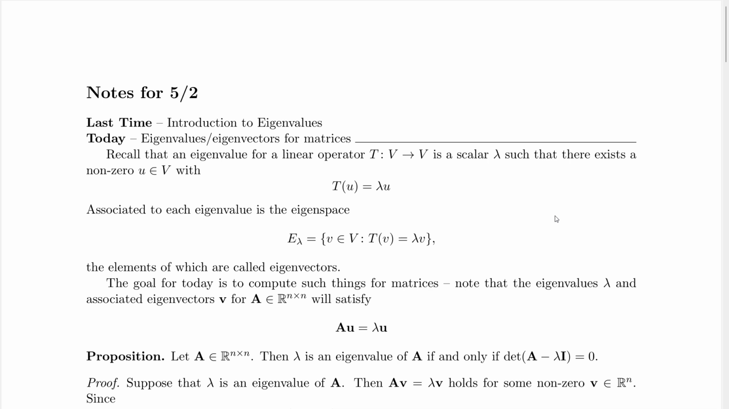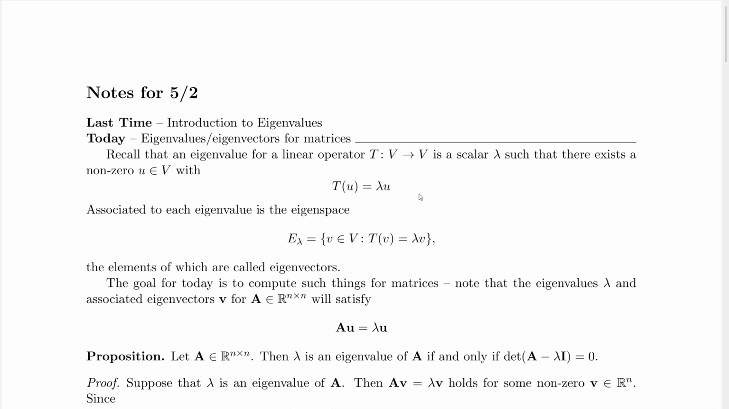So, the goal for today, we talked about these for linear operators, we gave examples for matrices, and we also looked at some non-matrix linear operators, some linear operators in infinite dimensional spaces. But today we want to hone in on what happens with matrices, because some magic happens.